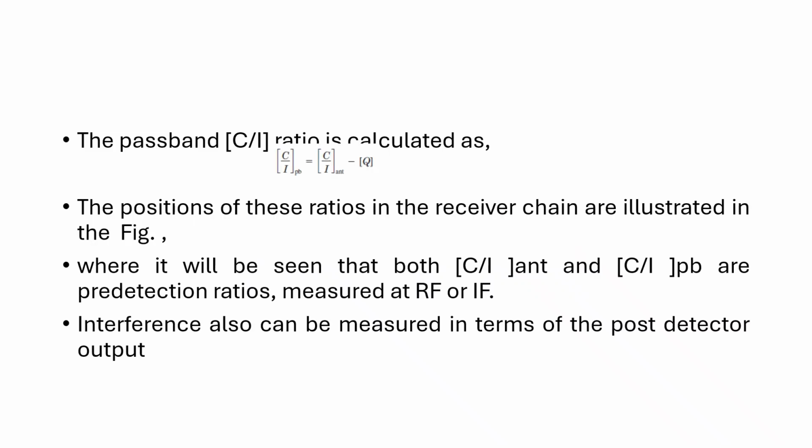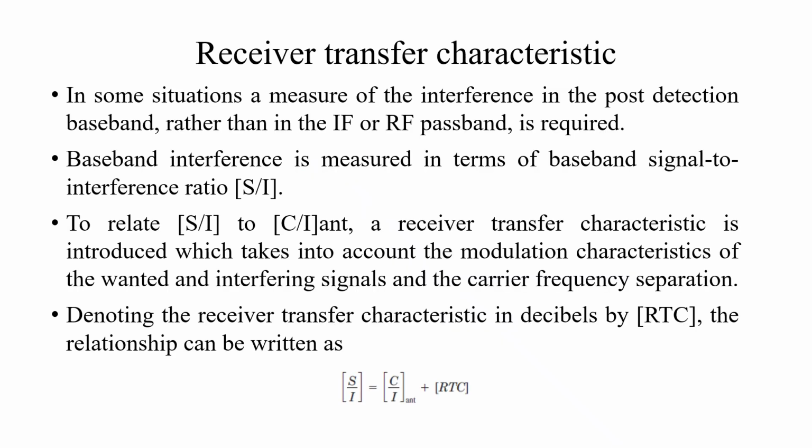So here the passband carrier to interference ratio is calculated as carrier to interference ratio in passband, which is equal to carrier to interference ratio at the antenna minus the Q value. The positions of these ratios in the receiver are illustrated in the above figure. It will be seen that both the carrier to interference ratio at the antenna and the carrier to interference ratio in the passband are pre-detection ratios, which are measured in the frequency range of radio frequency or the intermediate frequency. Interference can also be measured in terms of post-detector output.